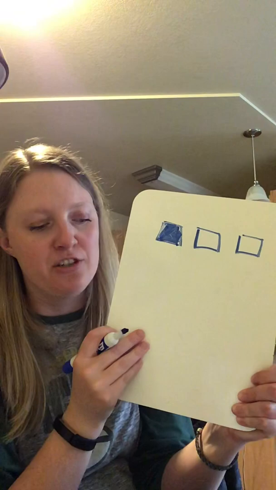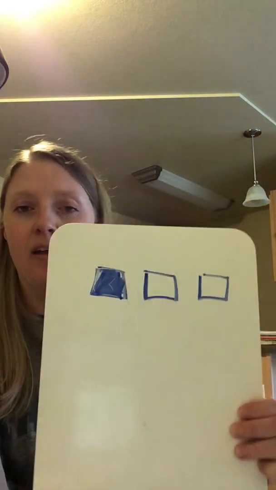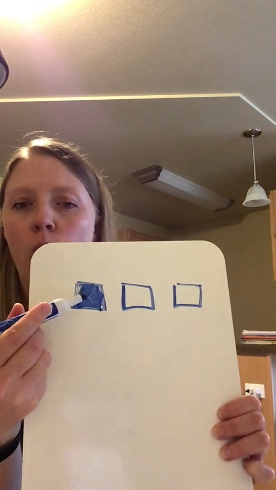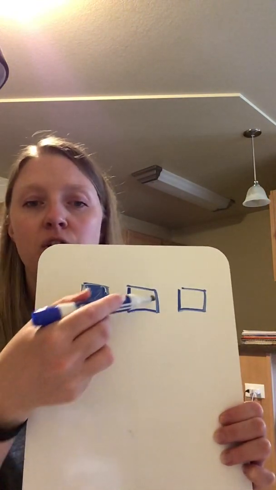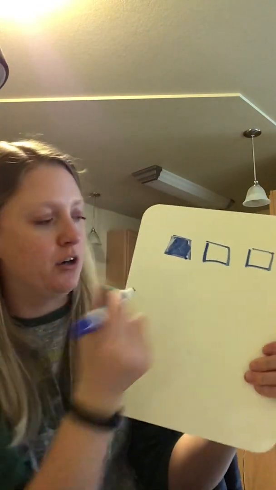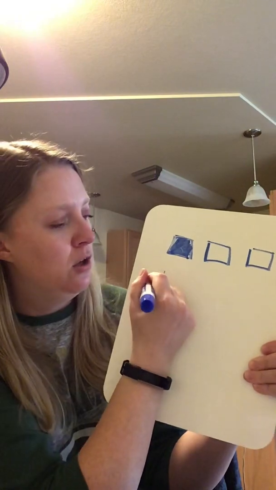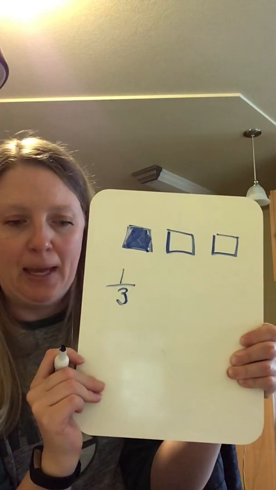So the directions say to first write a fraction for the shaded part. So let's look. How many of them are shaded? 1 out of how many total? 1, 2, 3. So my first fraction for the shaded part would be 1/3. Okay?